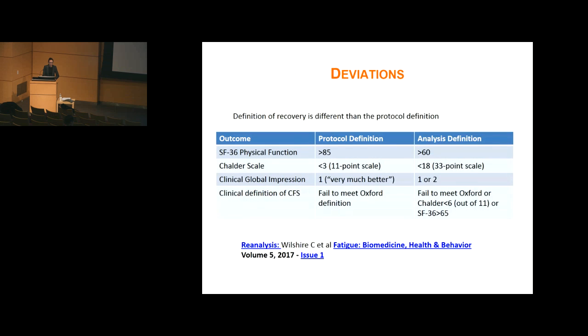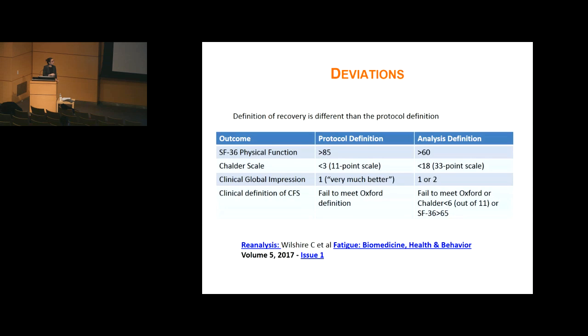So what happened? A reanalysis of the data done by this group and published a few years later looked at the protocol definition and the analysis definition and changes that happened throughout the trial through amendments. So how this functional scale was defined in terms of what cutoff, the Charter scale in terms of what cutoff, the clinical global impression in terms of eligibility, and clinical definition of CFS. So all of these combined affect the eligibility, who is included in the study, and the outcome measure. How do you define success? Both are fundamental in a clinical trial, and they were changed midway through the trial.